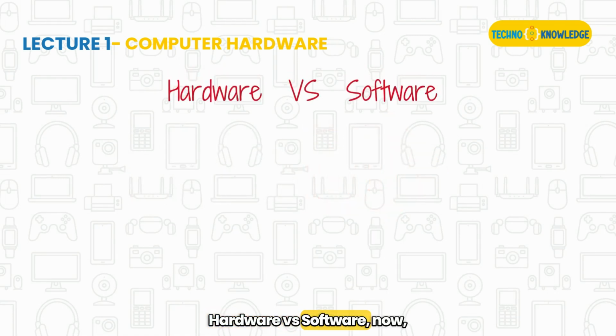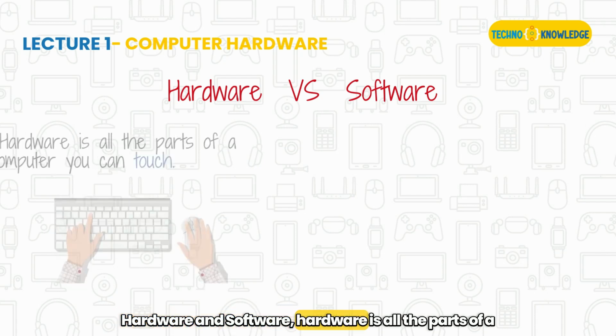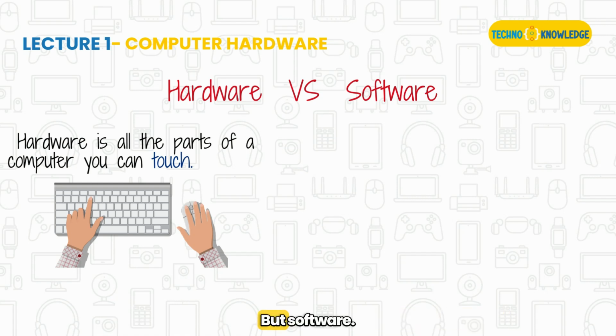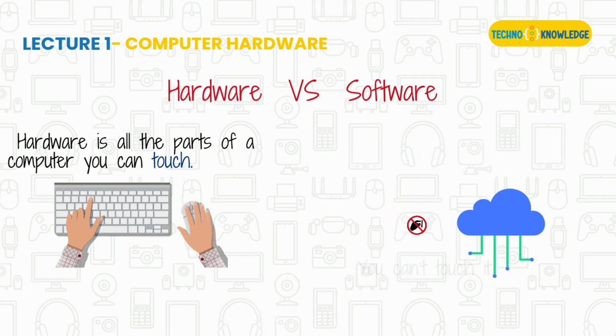Hardware versus software. Now, here's something important. Hardware and software. Hardware is all the parts of a computer you can touch, like the keyboard and mouse. But software? It's like magic instructions that tell the computer what to do.